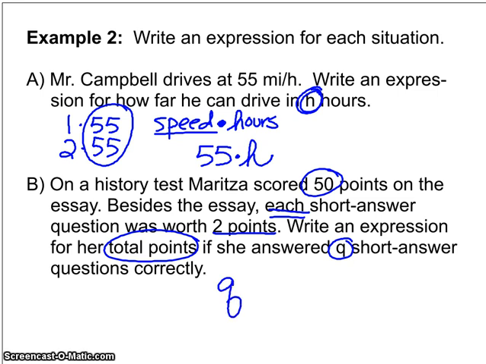So if she answered 1, it'd be 2 times 1. If she answered 2 questions, it'd be 2 times 2, which is 4. So each question is worth 2 points. In other words, each question multiplied by 2 will give you her score. But she also answered an essay, which was worth 50 points. So each question gets multiplied by 2 for 2 points, plus a total of 50 points for the essay. We come up with an algebraic expression.